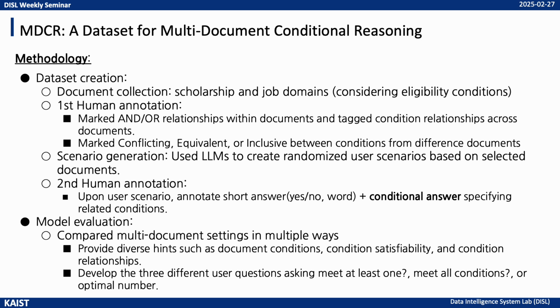And second, they develop 3 different user questions by incrementally increasing the reasoning difficulty. In the first, they ask, does the given document meet at least one condition? And then they ask, does it meet all conditions? And they ask the model to find the optimal number of conditions the user scenario can meet.